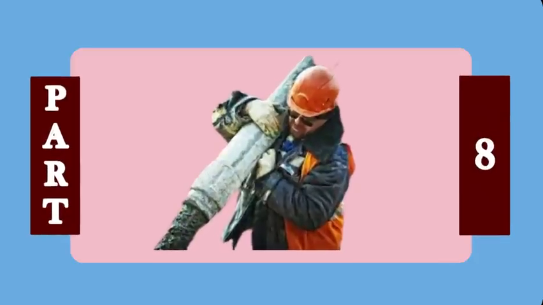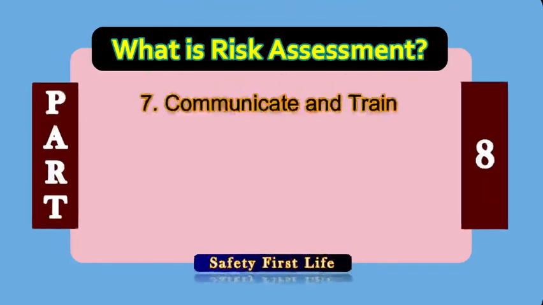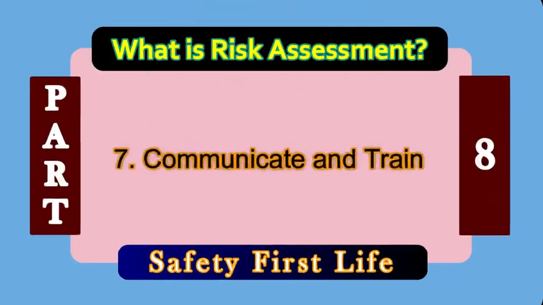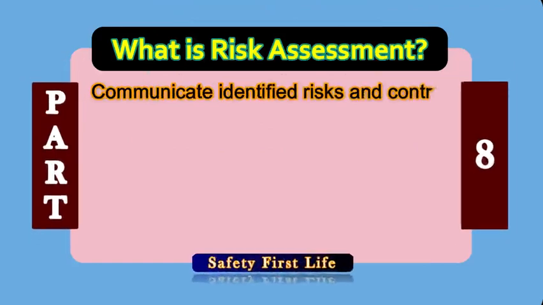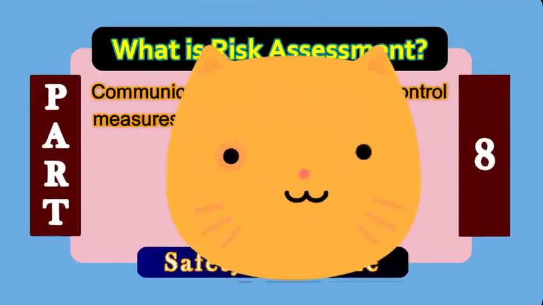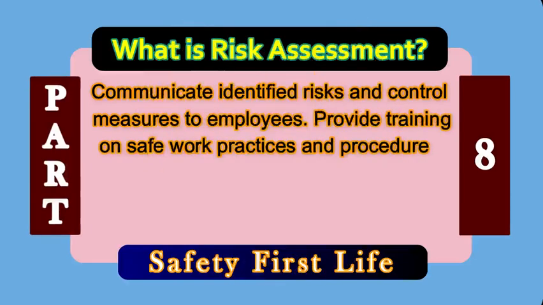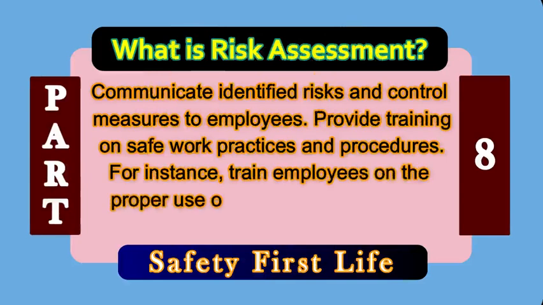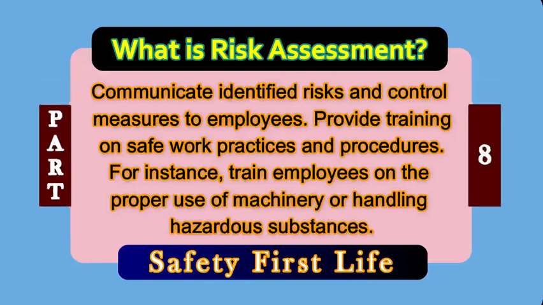Today, we are discussing the key steps of risk assessment. Step number 7, communicate and train. Communicate identified risks and control measures to employees. Provide training on safe work practices and procedures. For instance, train employees on the proper use of machinery or handling hazardous substances.